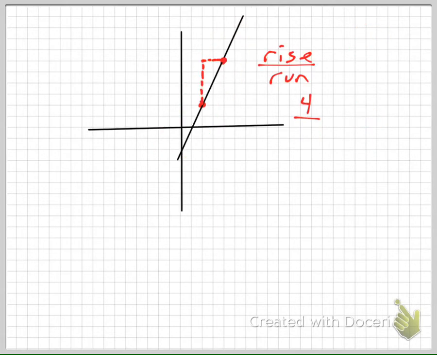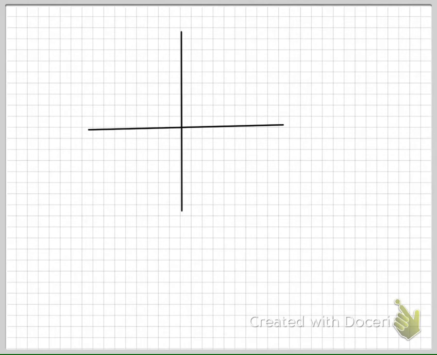Try another one. Okay, this time we're going to go here to here. Okay, I want to know the slope. All right, all eyes up here now. For real, there's no work to be done here. There really isn't. All eyes up here. Going from left to right.